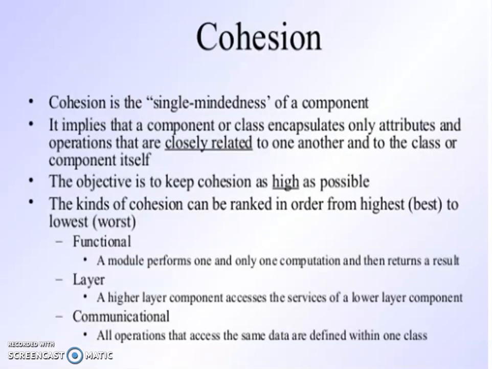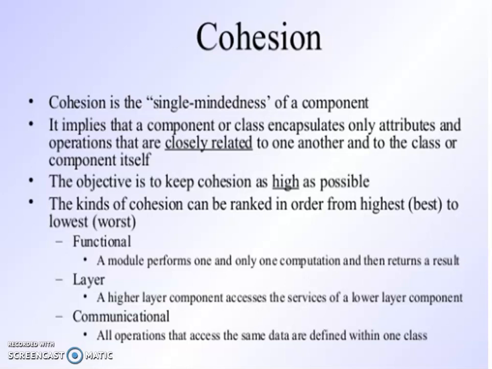And one important part is cohesion. Cohesion is the single-mindedness of a component. That is, it implies a particular class or particular work. That is, a component or class which encapsulates only attributes and operations that are closely related to one task. And our objective is to keep cohesion as high as possible.